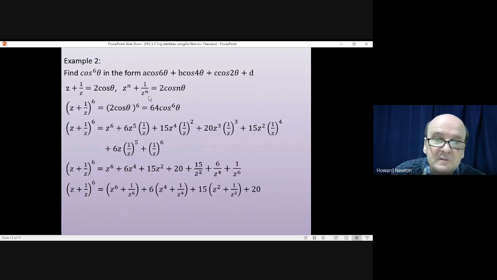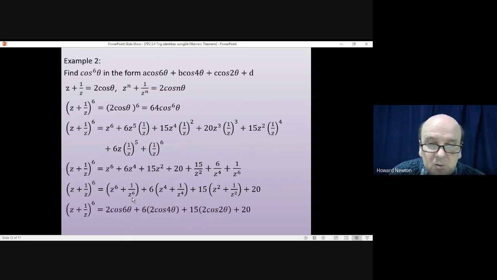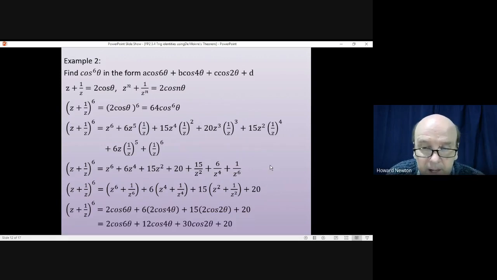The reason why we do that is we're now going to use this expression, that z to the n plus 1 over z to the n is equal to 2 cos n theta. So using that on each of these expressions gives us 2 cos 6 theta plus 6 times 2 cos 4 theta plus 15 times 2 cos 2 theta plus 20. Multiplying out the brackets gives us that.